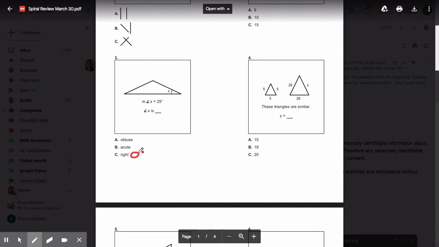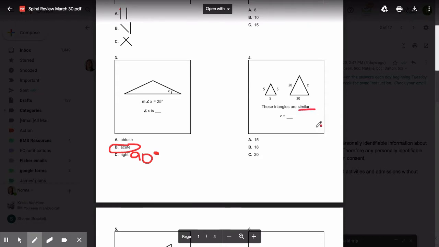That angle, would we say it is a right angle when we know that right angles are 90 degrees? Can we say it is a right angle? No. What do we know about acute? Acute angles are smaller than a right angle. So is 25 smaller than 90? Yes. Obtuse means larger than a right angle. So is it larger than 90? No. The only answer that works here is acute. So our answer is B.